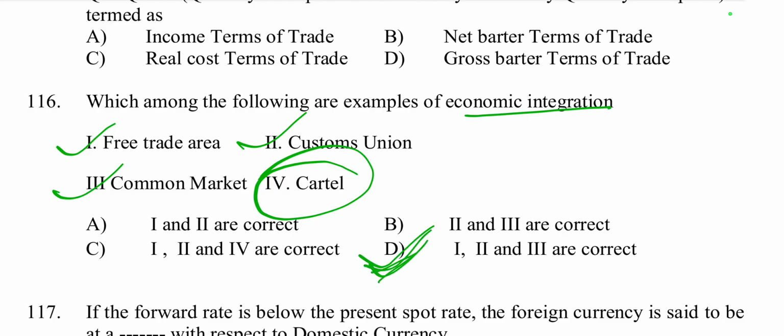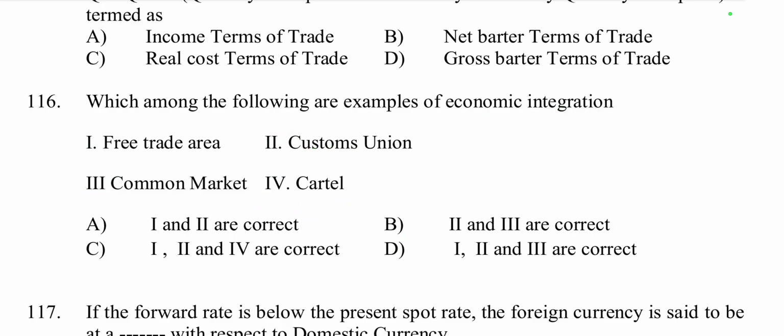So D is the right answer, because economic integration involves reducing trade barriers among member countries, and free trade area means no tariff among members, like NAFTA. Then customs union means free trade plus common external tariff, and common market means customs union plus free movement of capital and labor. But a cartel like OPEC, Organization of the Petroleum Exporting Countries, is a price fixing or output limiting agreement, not economic integration. So option IV is not related here. So option D is the right answer.